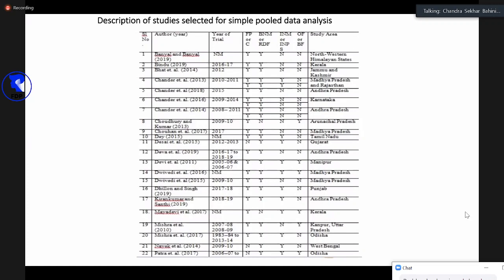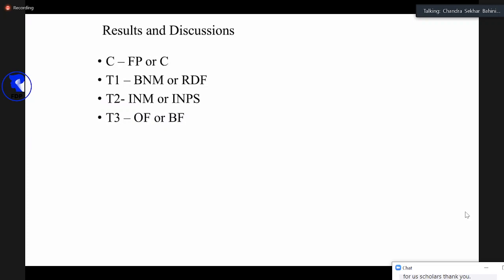We see that, okay, paper-wise, they consider the 22 papers. So what are the things they basically consider, or where are they focused? Okay, Y means yes, N means no, and which state they are focused on. Okay, so I identified the state which they are focused on. So here what I've done, we just calculate the productivity and benefit cost ratio based on the treatment like C, which is a farmer's practice and control, that okay, there's no intervention and farmers are doing what they want. T1, this is basically BNM and RDF, T2, treatment 2, INM and NPS, or the OF, that is organic fertilizer and biofertilizer.